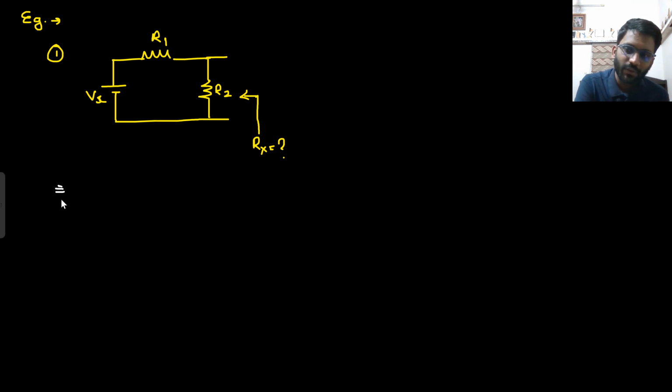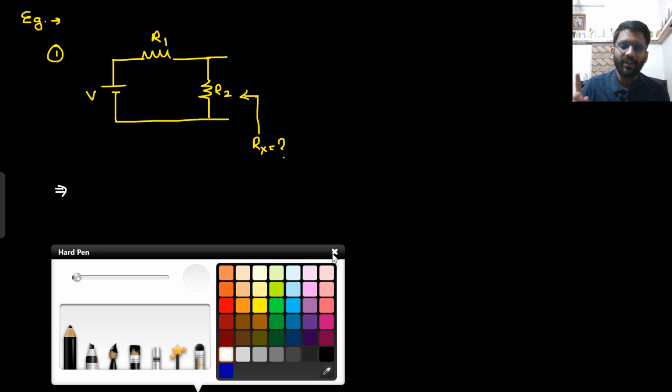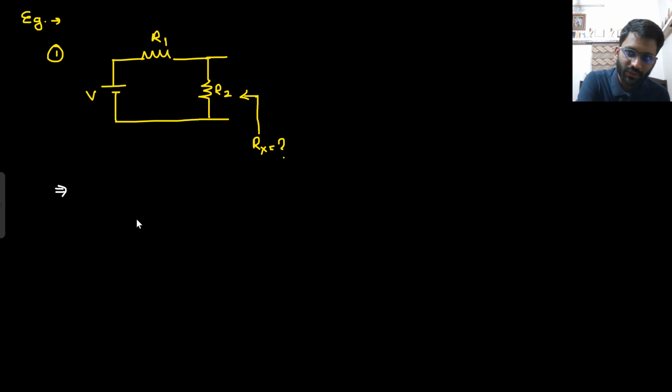So what we are going to do, this will be shorted. All the independent sources will be shorted. I should not put it as Vx. V is fine. So all the independent sources will be shorted. So this will be shorted. So R1 will come in parallel to R2. R1 is parallel to R2.